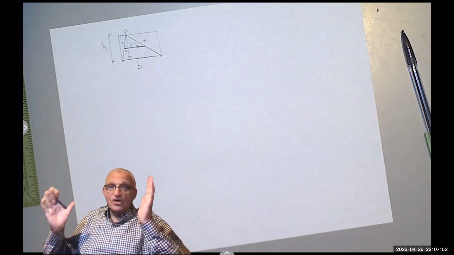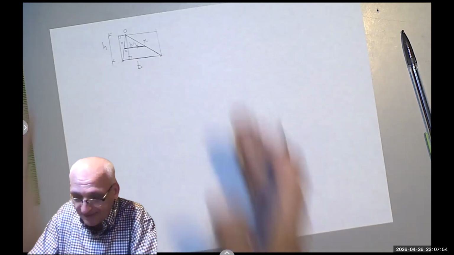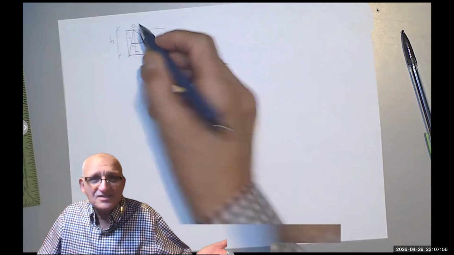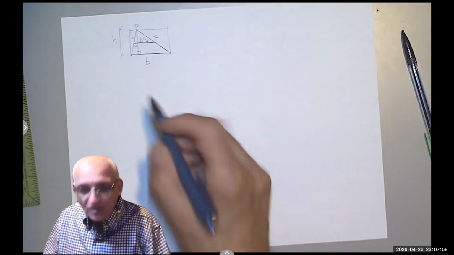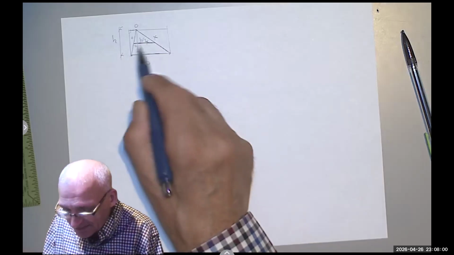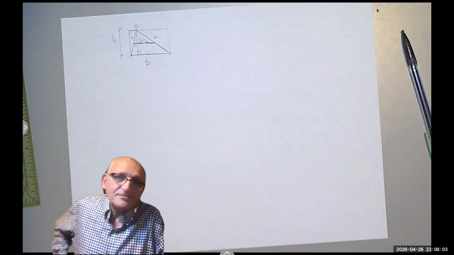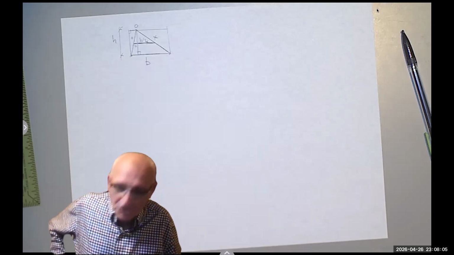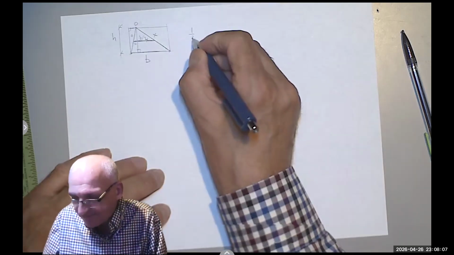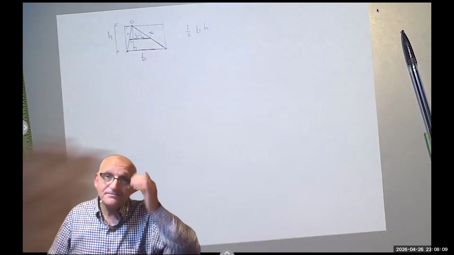So I cannot use all b because that would be the whole rectangle. I cannot use 0 because 0 gives me an area of 0. So it must be midway. It's b over 2 times the height. So we know the area is 1/2 base times height.